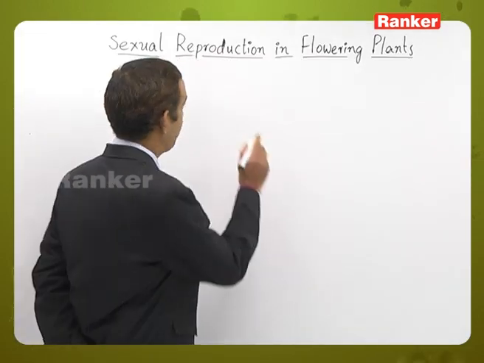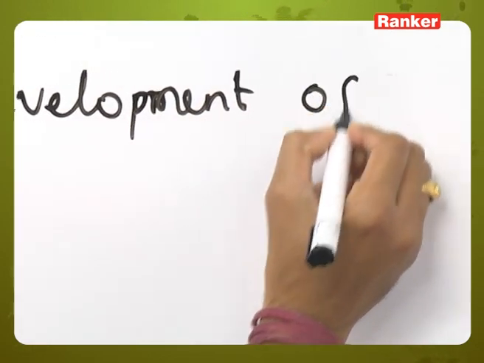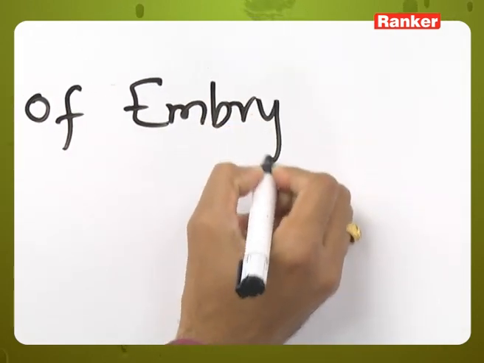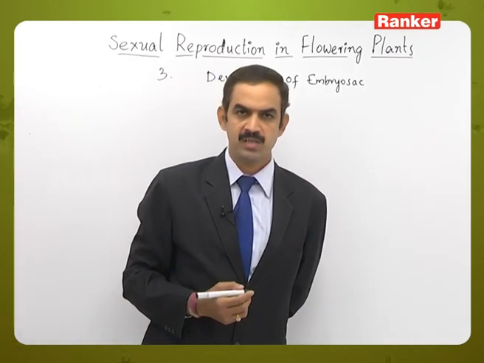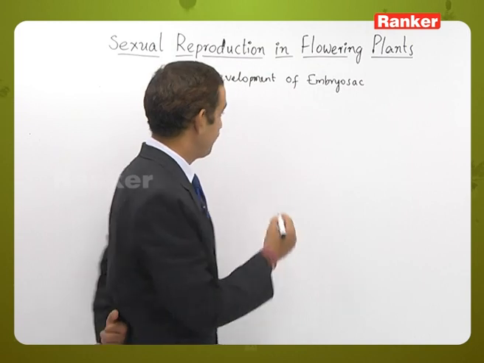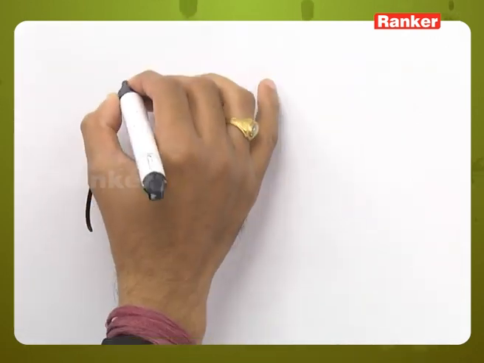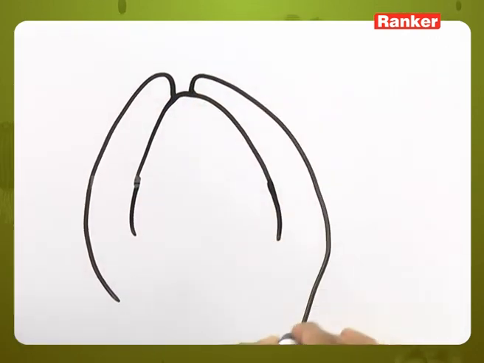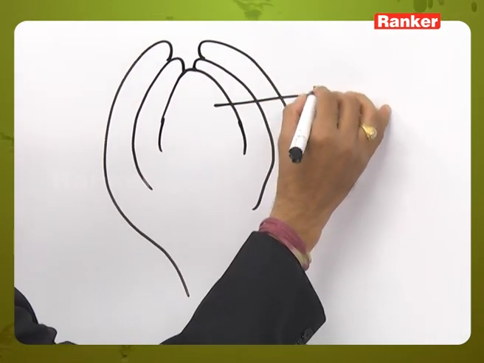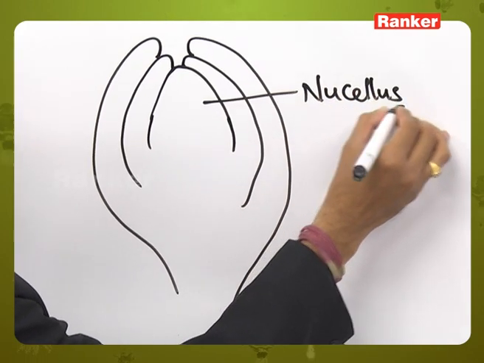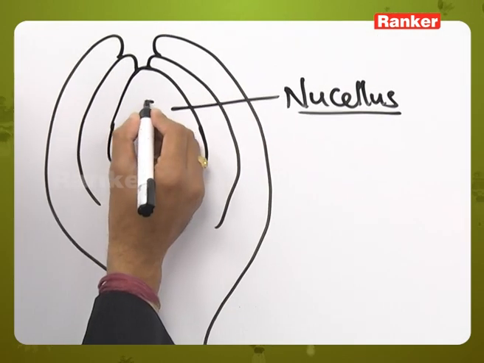So here, in the development of embryo sac, embryo sac is otherwise called female gametophyte also. Embryo sac is a structure which is present inside the ovule. If you consider the structure of the ovule, inside the ovule, a diploid tissue is present. That diploid tissue is called nucellus. And one of the cells of this nucellus will become larger, and that cell will be acting as an archisporial cell.